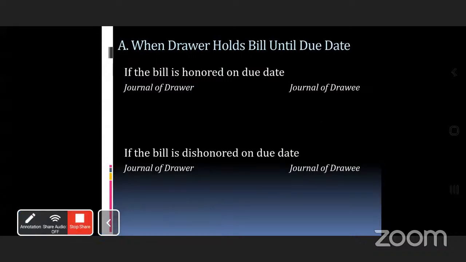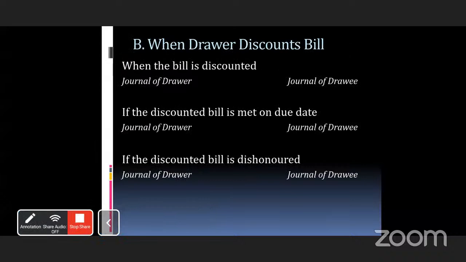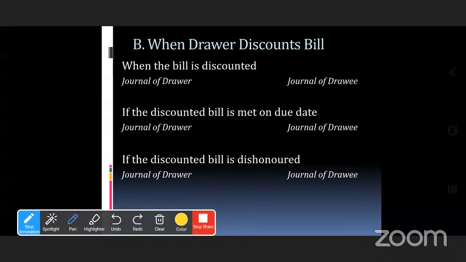Now let us see another option of the drawer. That is, when the drawer discounts the bill. So the act of selling a bill of exchange to the bank in consideration of small charges is what we call discount. As the bill of exchange is drawn for a specific period, payable only on the due date, if the holder needs emergency cash, he can ask the bank to discount the bill.